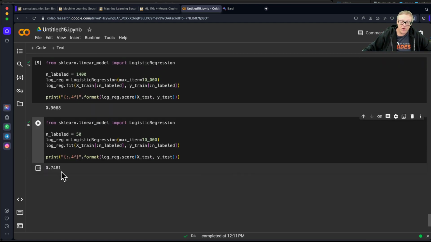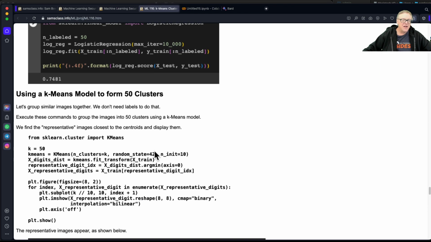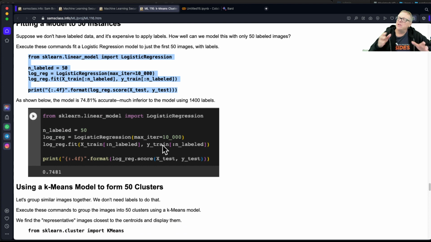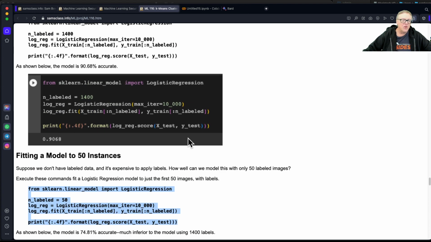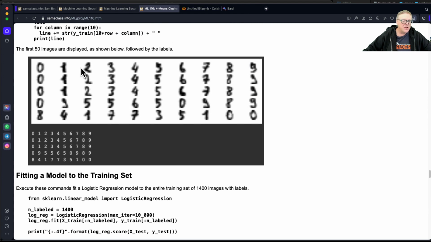Now it's only 74% accurate. So that's much less accurate. All right. But the point is, we chose the first 50 images, and those 50 images are not really the best. If you look at these first 50, you can see the twos are kind of blurry and bent.